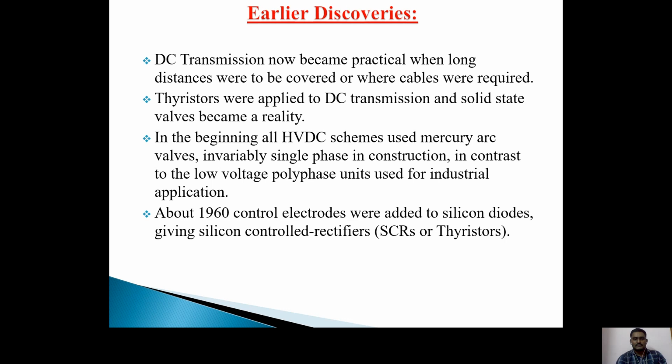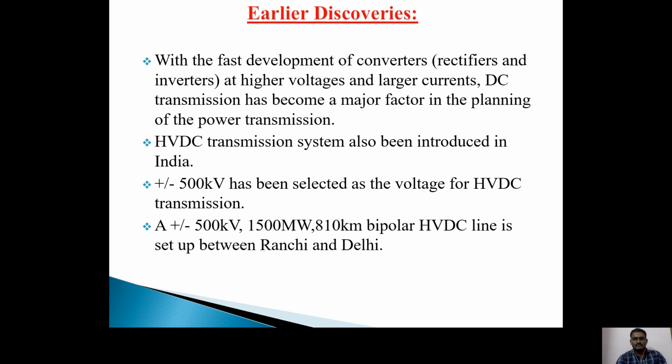This is the fast development of converters. That means in the converter station we are using rectifiers and inverters, at higher voltages and larger currents. So DC transmission has become a major factor in the planning of power transmission.